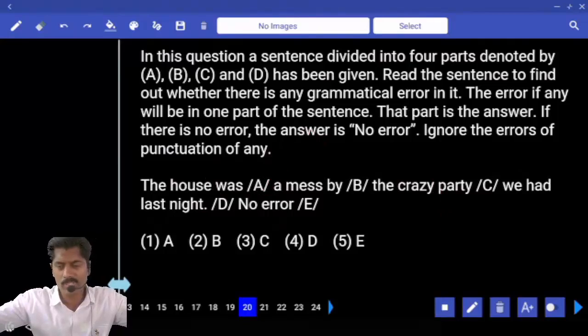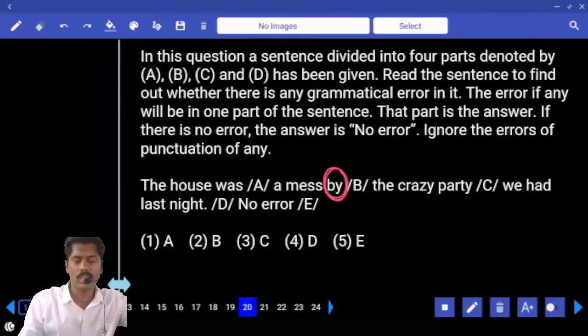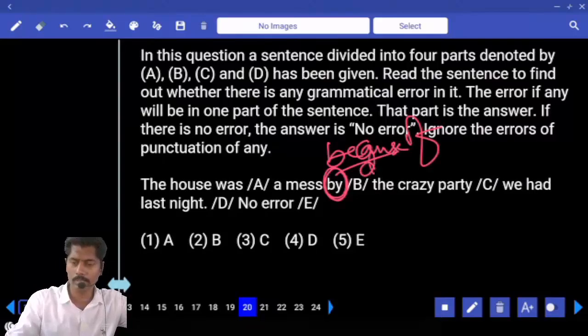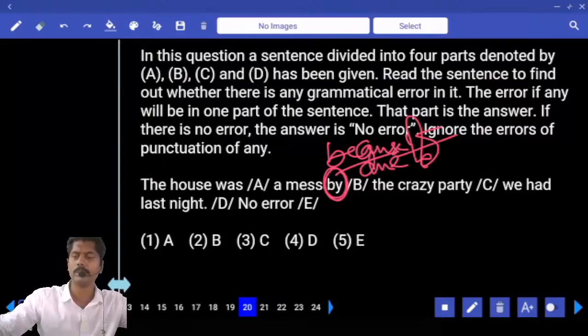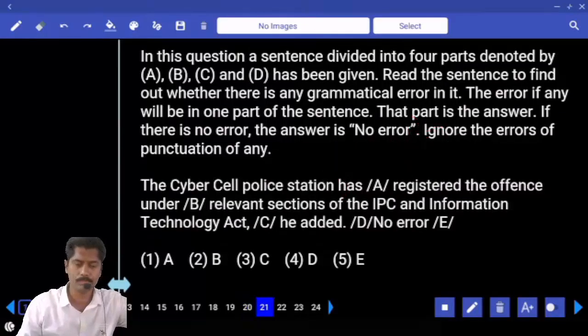The house was a mess by the crazy party we had last night. Answer. The house became a mess. It was a mess because of the party or due to the party. So the house was a mess because of the crazy party we had last night. Error is in the second part.